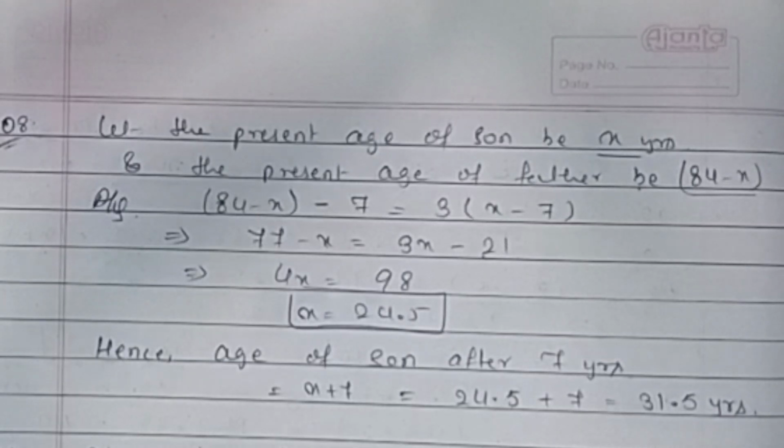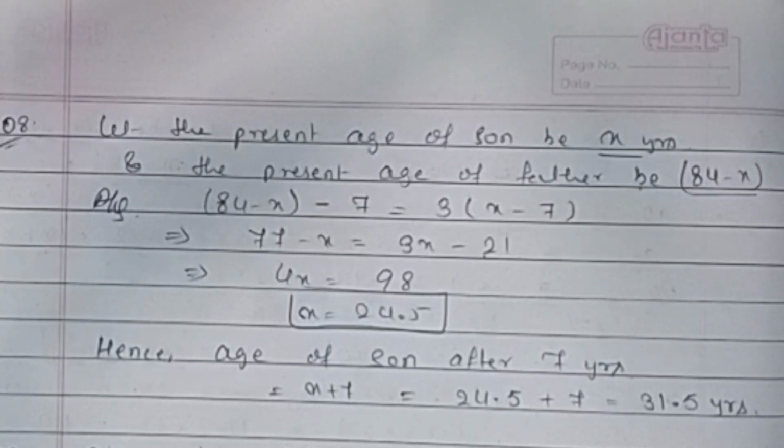So if we assume the present age of son is x, then by the sum given in the question, we can assume the present age of father to be 84 minus x. Now, 7 years ago, father's age was 3 times the age of his son.